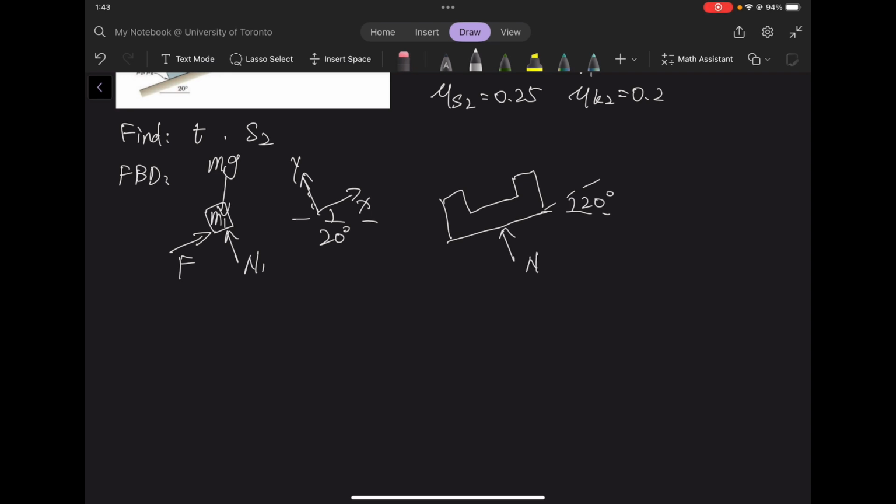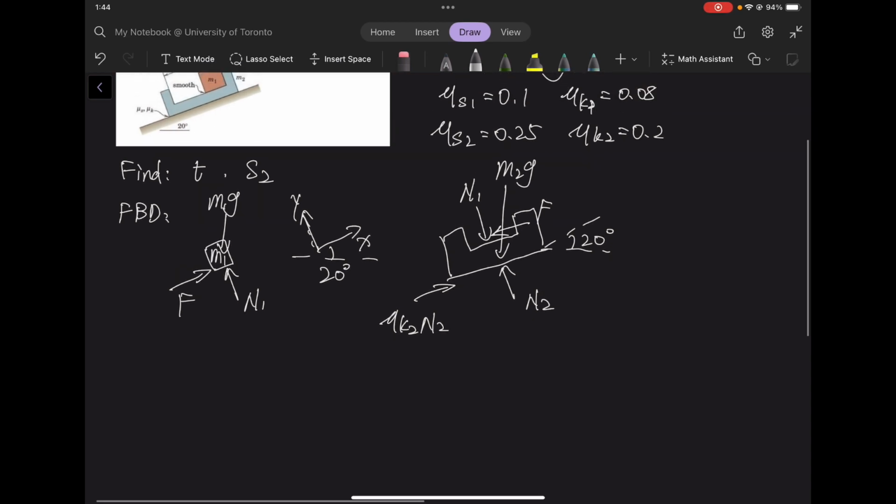we have the support from the slope. We call this N2, and also the stress from m1. We call this N1, and also the gravity of itself. We call this m2 g, and also the friction m1 applied to m2. We call this F, and also the friction of itself. We call this mu K2 N2. Because it is moving, we do not need to think about static friction factors at all.